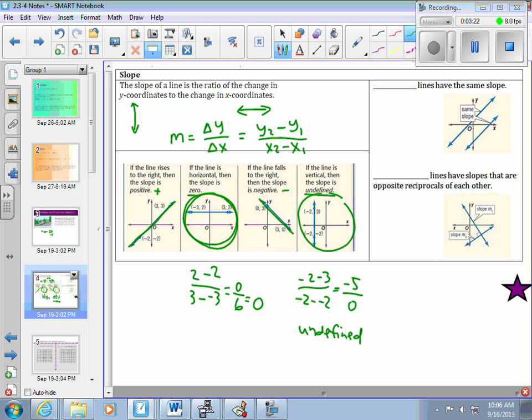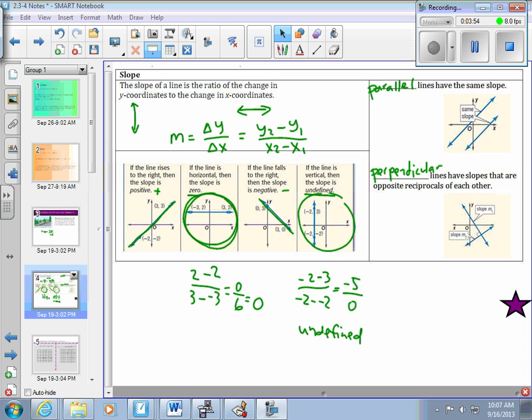A few other things you should know about slope here, and that is the slope of 2 different types of lines. Anytime you have 2 lines that have the same slope, we know that those are parallel lines. Parallel lines have the same slope. Lines that have slopes that are opposite reciprocals of each other we call perpendicular. Perpendicular lines have slopes that are opposite reciprocals.